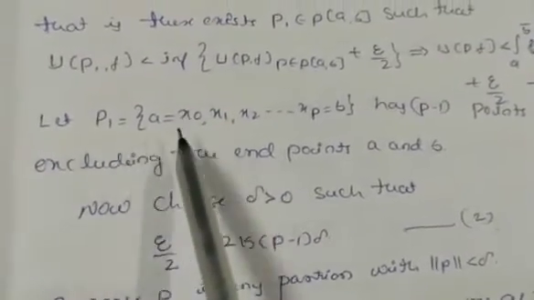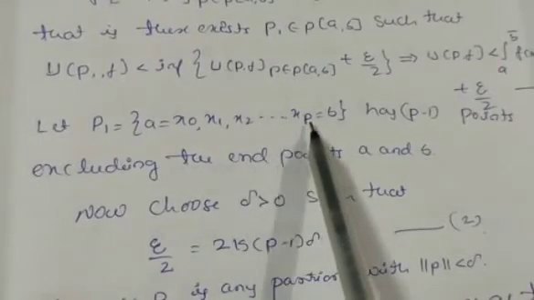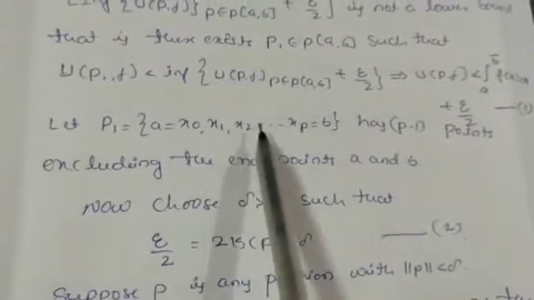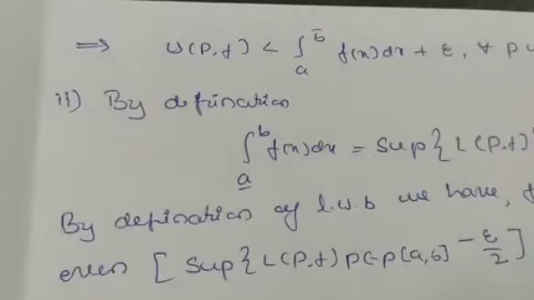Let us take the partition P1. That is, on [a, b], we divided this interval as x0, x1, x2, etc. up to xp, which equals b, with p minus 1 points excluding the endpoints, excluding a and b here, because x0 to xp means it is p plus 1 points.